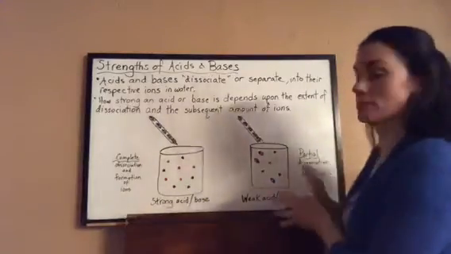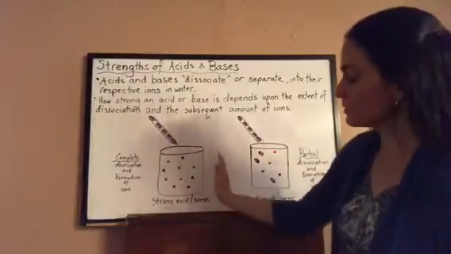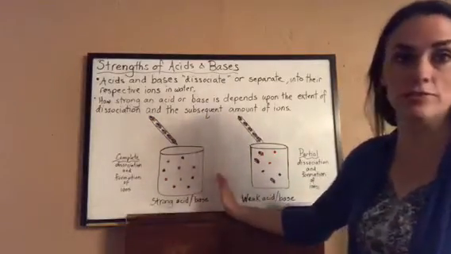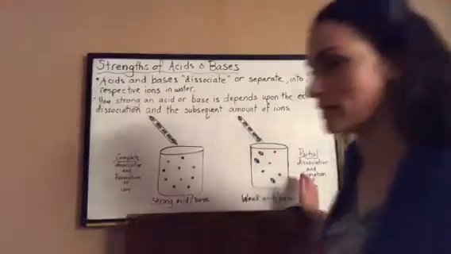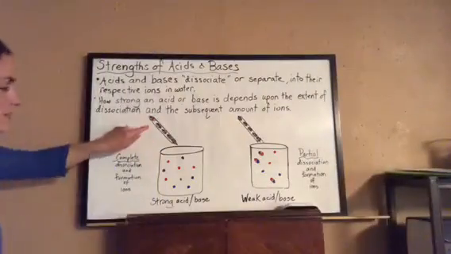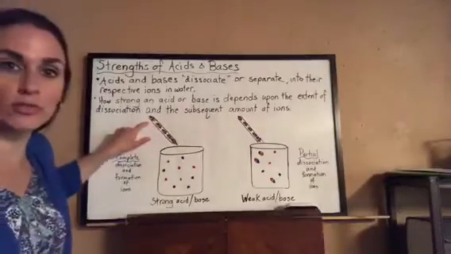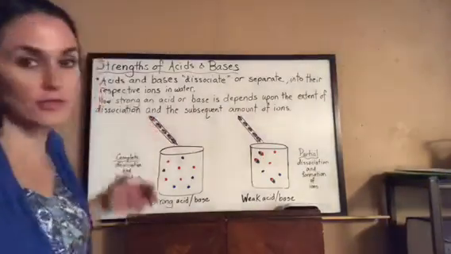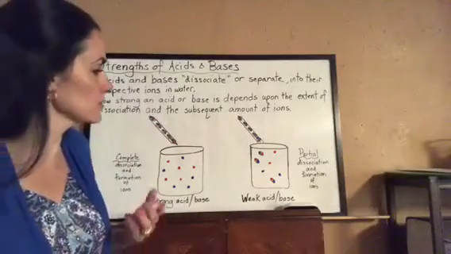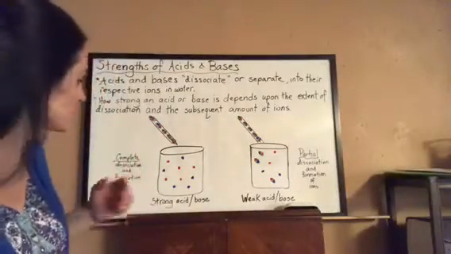Take, for example, this illustration. This illustration here depicts a strong acid or a strong base, and this illustration here depicts a weak acid or a weak base. In the pipette, you have 5 molecules of either a strong acid or a strong base. Red and blue colors represent either the cations or the anions of that acid and base.